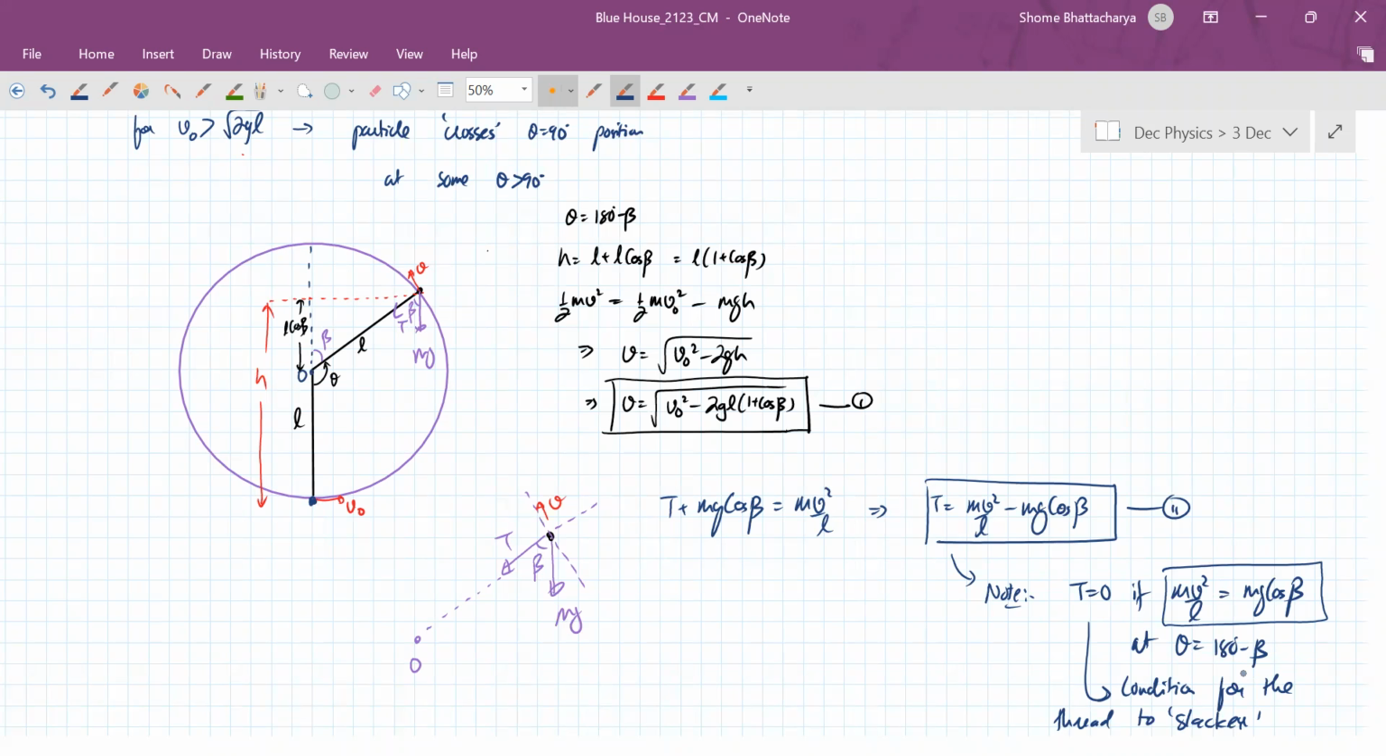But on the other hand, if your V naught is larger than root 2gL, but not so much larger, then at some point the condition for T to become 0 is getting satisfied. That is, mv square by L is getting cancelled by mg cos beta because the V is comparatively small. So then what will happen? The string will lose its tightness and it will not be able to provide centripetal acceleration and all that. So the particle will go into a projectile path and fall off from the circular path.